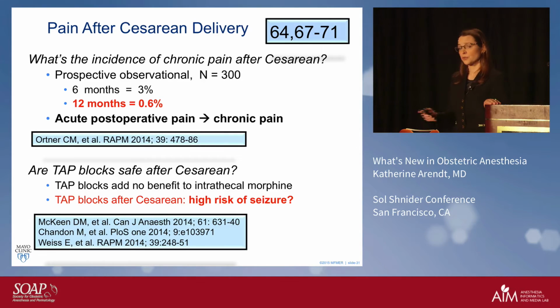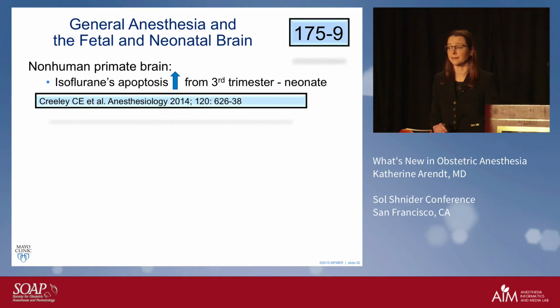I'm also regional fellowship trained. When I do tap blocks, I don't do more than 0.25% bupivacaine, no more than 20 cc's on each side with 1 to 200,000 of epinephrine, and always under ultrasound guidance, being careful not to give an intraperitoneal or an intramuscular injection. All right, moving on to general anesthesia and the fetal and neonatal brain.